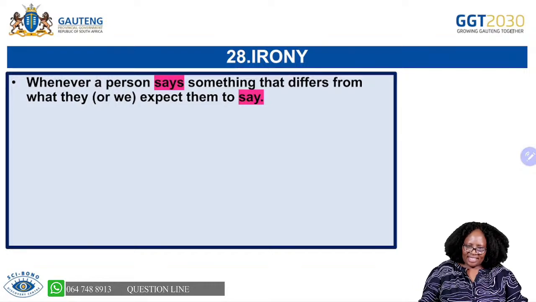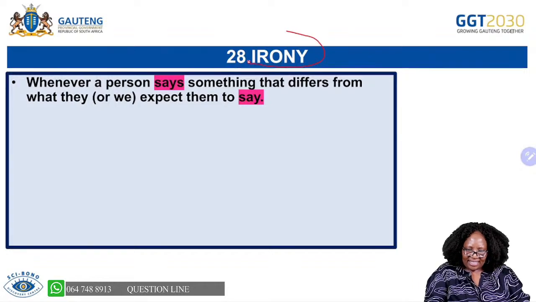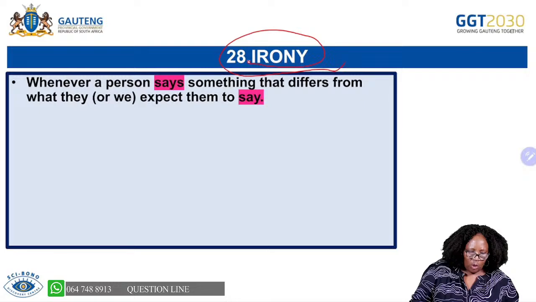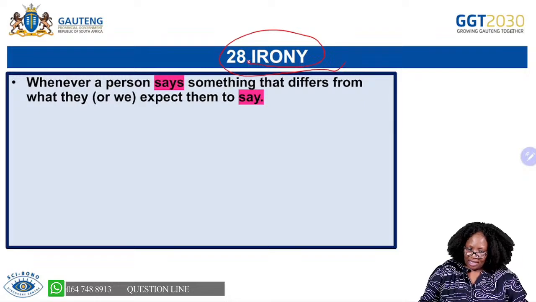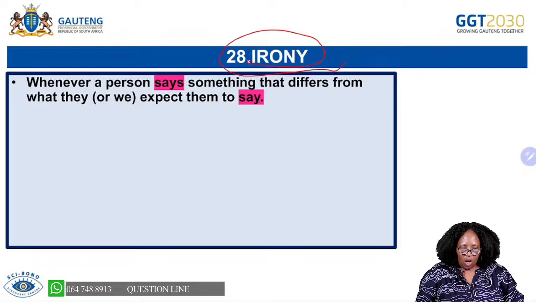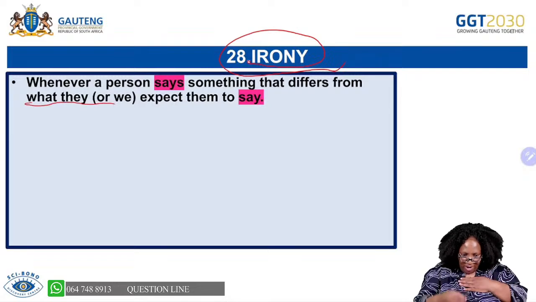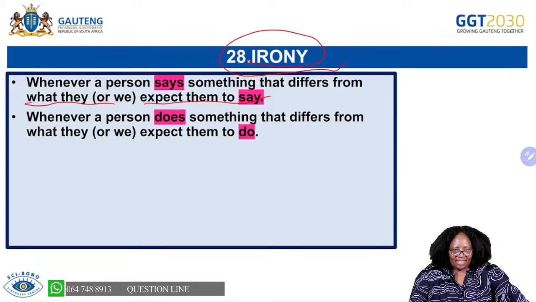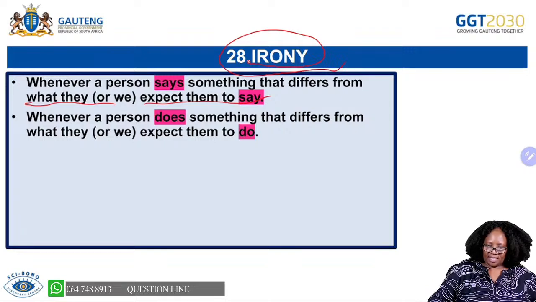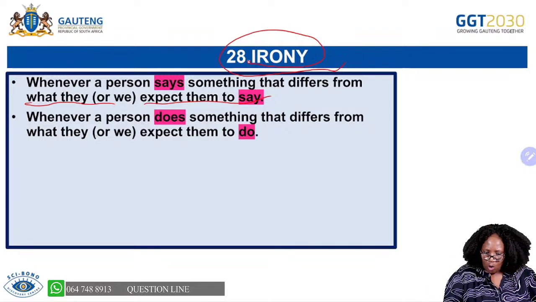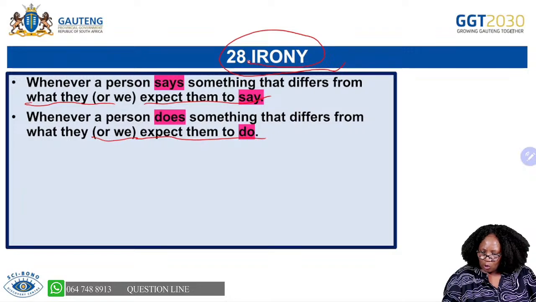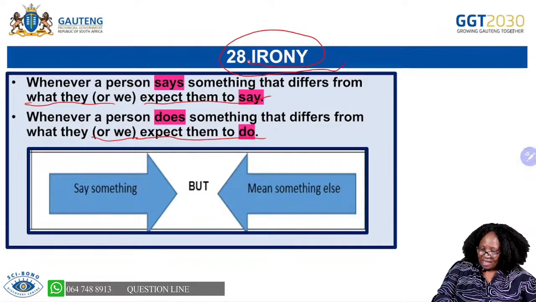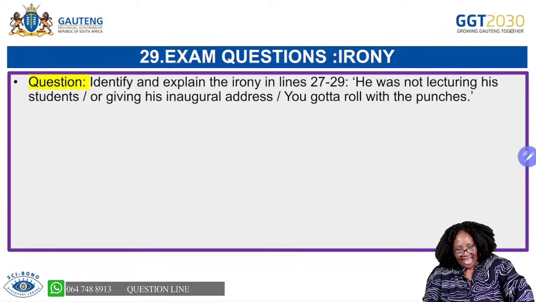The next set of questions that you're going to deal with in the exam is irony. What is irony? When a person says something that differs from what they or we expect them to say. When a person does something that differs from what they do or we expect them to do. In short, you say something, but you mean something else.